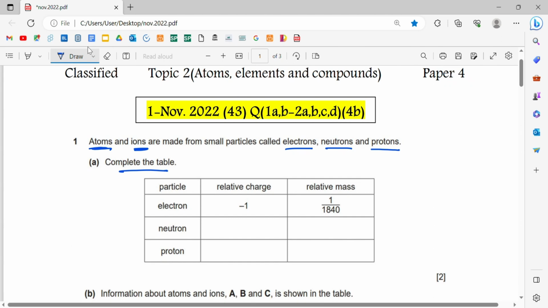The electron has a charge of -1. What about the neutron? The neutron doesn't have a charge. The proton has positive charge. What about the relative mass of the neutron? It's equal to 1, and the relative mass of the proton is equal to 1 as well.